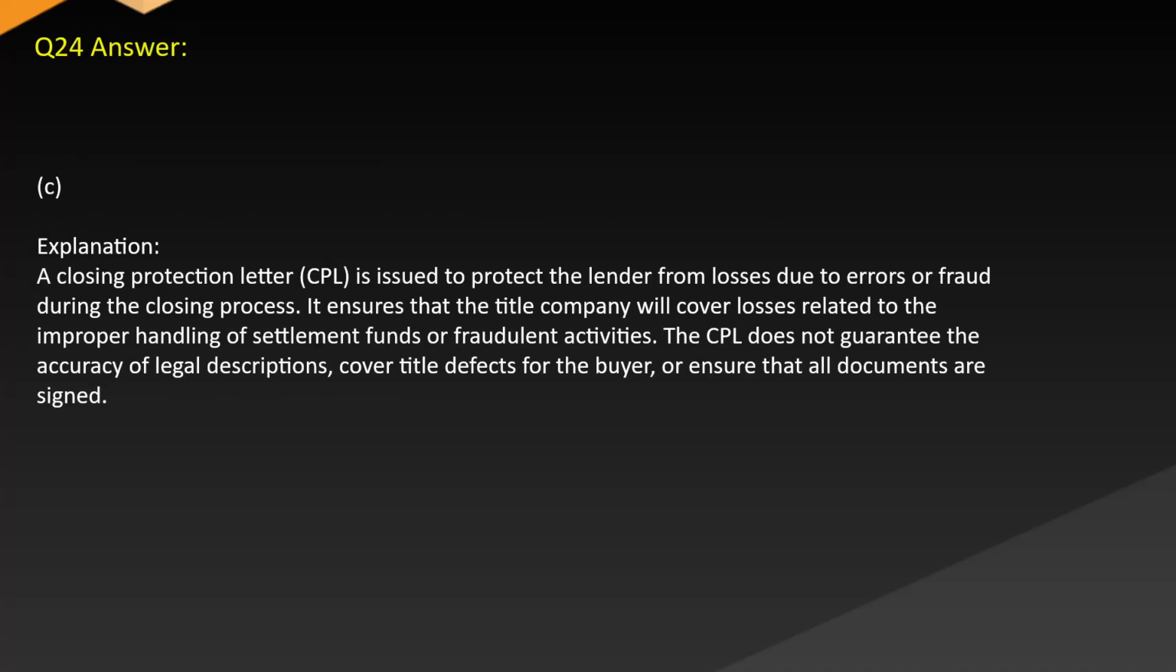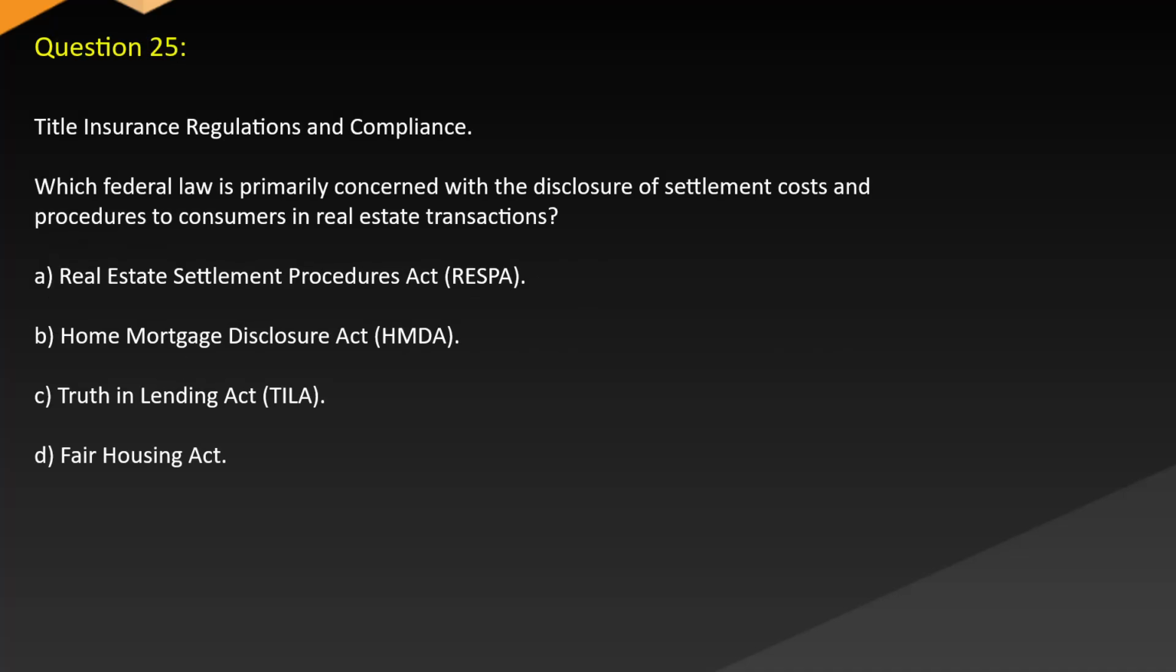Answer C. Explanation. A closing protection letter (CPL) is issued to protect the lender from losses due to errors or fraud during the closing process. It ensures that the title company will cover losses related to the improper handling of settlement funds or fraudulent activities. The CPL does not guarantee the accuracy of legal descriptions, cover title defects for the buyer, or ensure that all documents are signed.